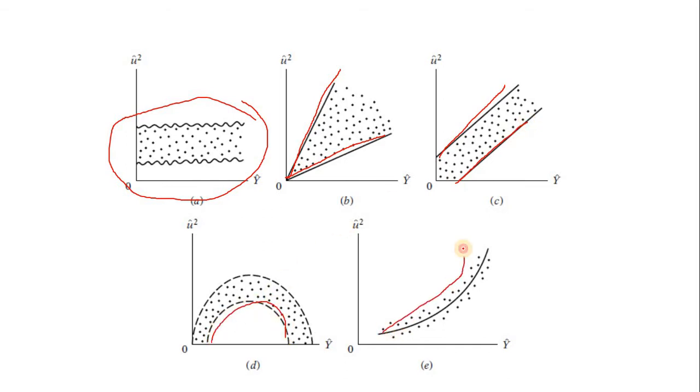All these graphs have a systematic pattern, but in the first case there is no systematic pattern. Even though the dots are plotted horizontally, it is not a systematic pattern, but in all other cases we have a systematic pattern. So if you are getting a graph like A, then there is no problem of heteroscedasticity, but if you are getting a graph like B, C, D or E, then you have to assume that there is a possibility of heteroscedasticity problems.